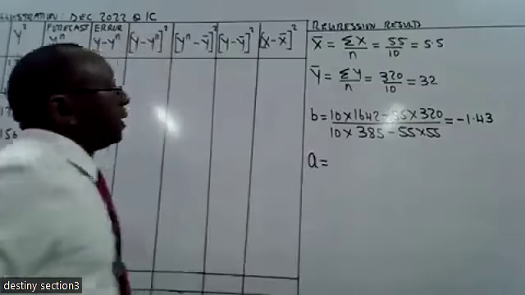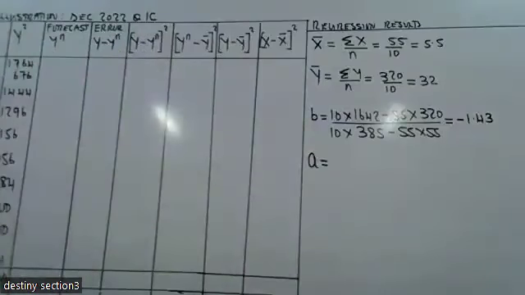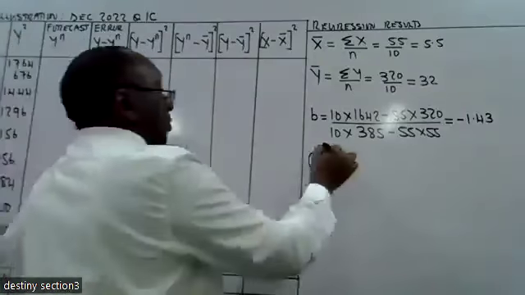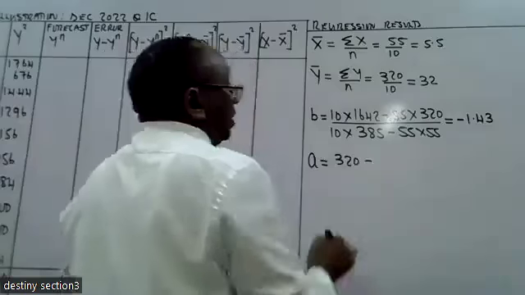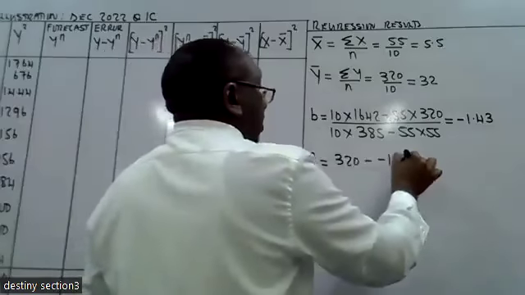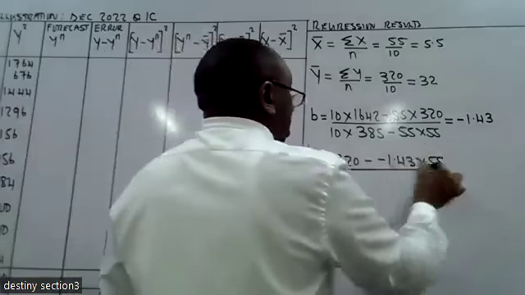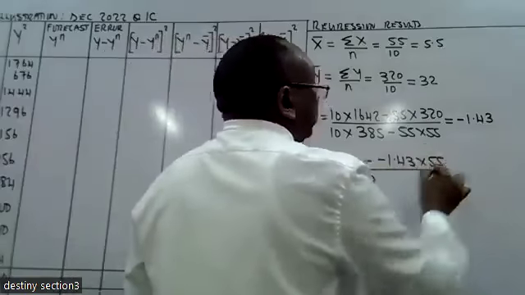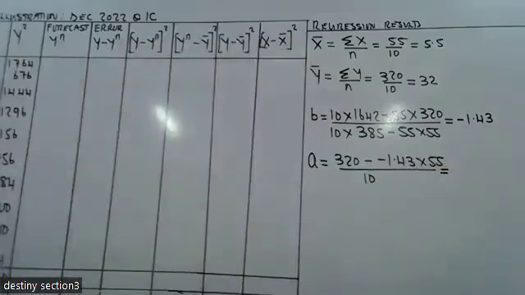Then A is the sum of Y. Sum of Y is 320 minus B. So minus 1.43 times sum of X, 55. You divide by 10. So 320 minus answer times 55 divided by 10. That's 39.86.